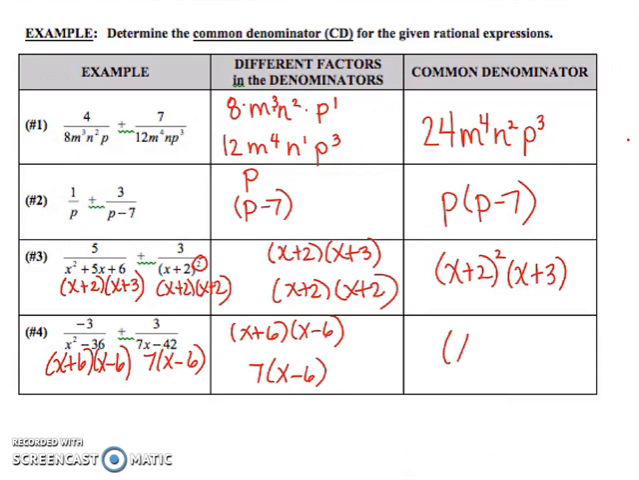Therefore, my common denominator is going to need one family of x plus 6. My first denominator has one family of x minus 6. My second denominator has one family of x minus 6. So my common denominator needs one family of x minus 6. And then the only thing that's left is in the second denominator, I have a 7. I already took care of the x minus 6, but I have a 7. So my common denominator has to have a 7 out front as well.